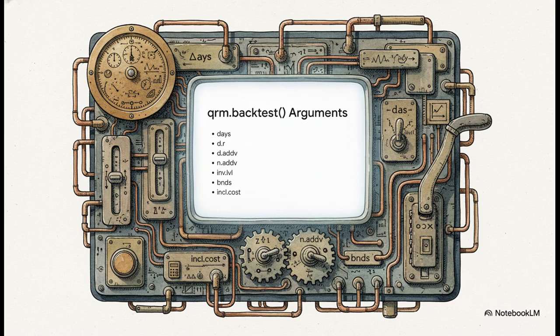The qrm.backtest function takes 7 critical arguments. You've got days, which sets your lookback window, and d.dar, which handles the moving window length for recomputing your risk model. Then we have the volume checks. d.adv looks back at average daily dollar volume, which directly determines n.adv, the top liquid tickers making up your universe. Finally, inval level dictates your total investment, bnds controls your position sizing limits, and include.cost is just a simple Boolean toggle to flip trading costs on or off.